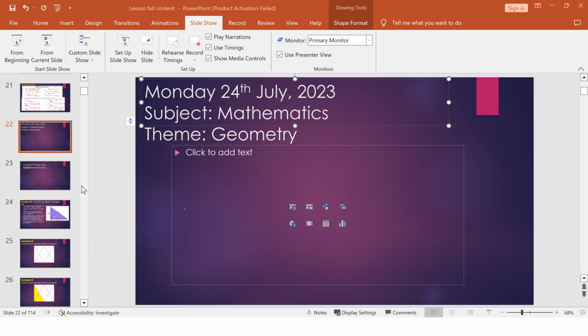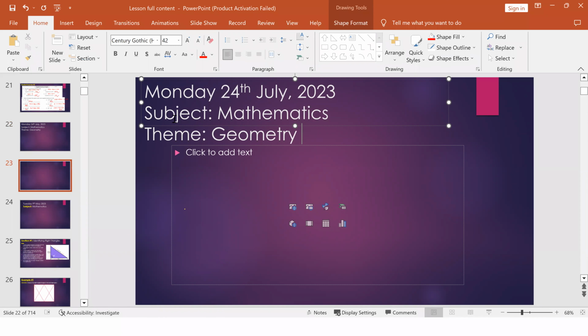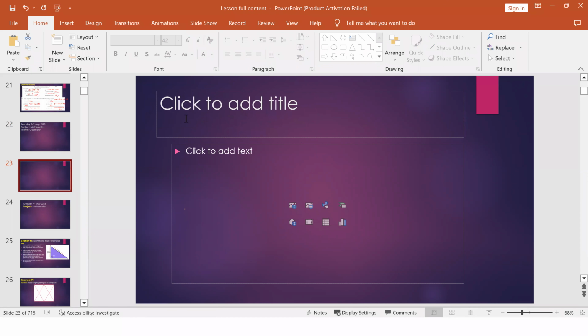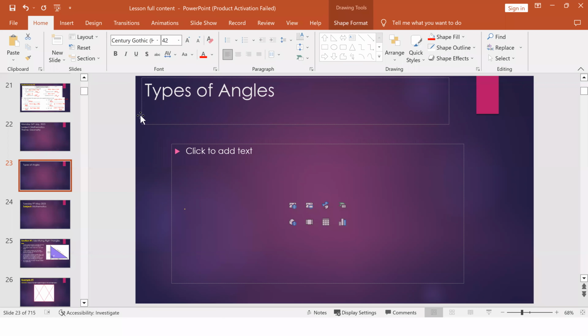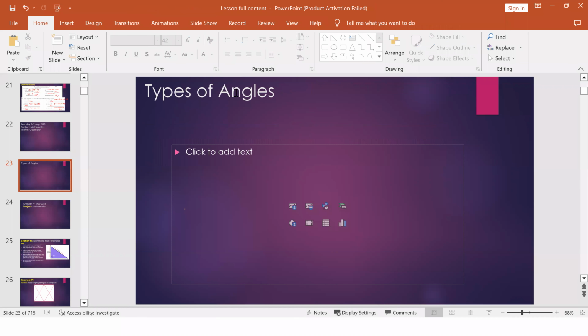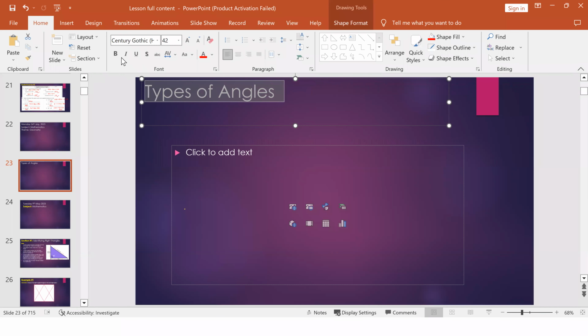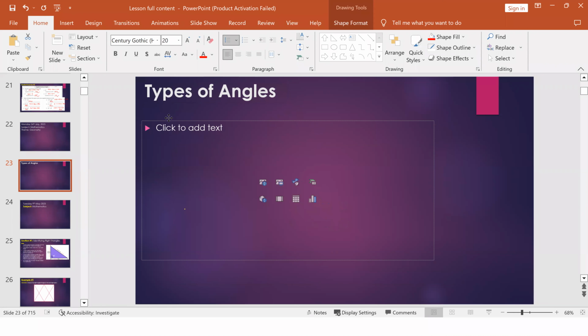All right, so let's continue. What we're going to start off with is looking at types of angles. There are different types of angles. The first type of angle we're going to be looking at is acute angles. So that's the first one.